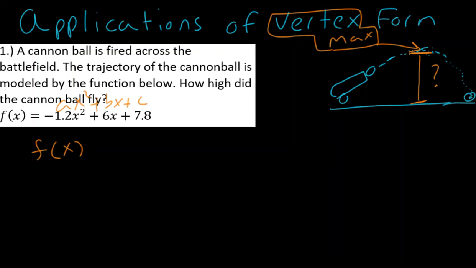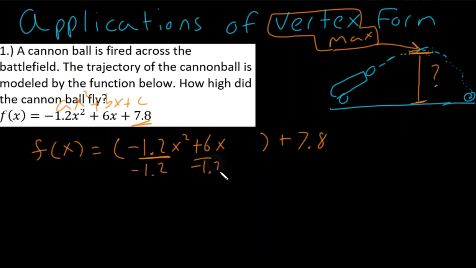And what we're going to do is go ahead and complete the square and turn it into vertex form. So we know the first thing we want to do is put into parentheses negative 1.2x squared plus 6x. And this 7.8 is not part of our perfect constant, so we just shove it to the side. Now from here, we recognize that our a value is not equal to 1, kind of like our previous video. So we want to factor out this negative 1.2 from both of these terms inside the parentheses.